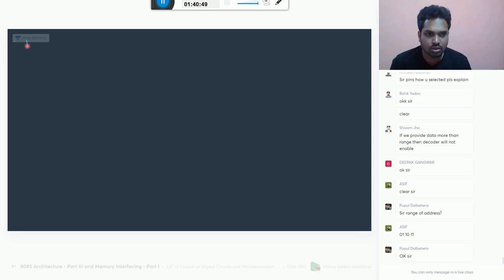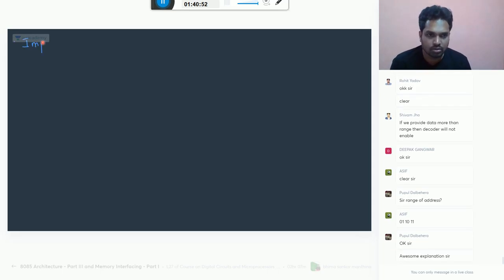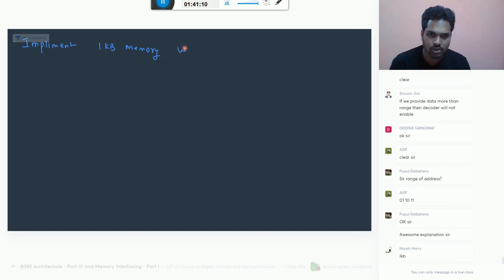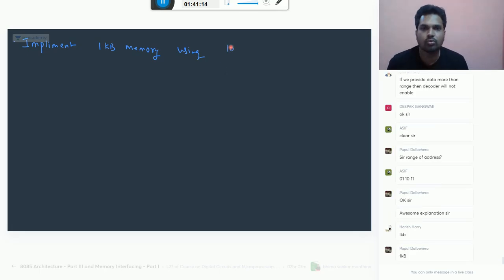Next question. Implement a 1 KB memory, that is 1024 into 8, using 1024 into 4 size memory. You have this, but you need this.